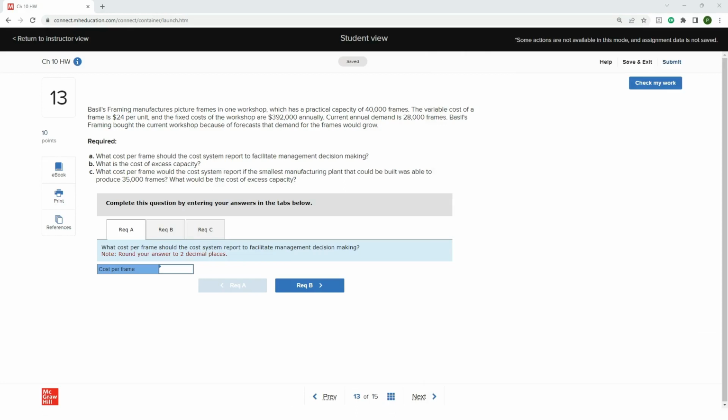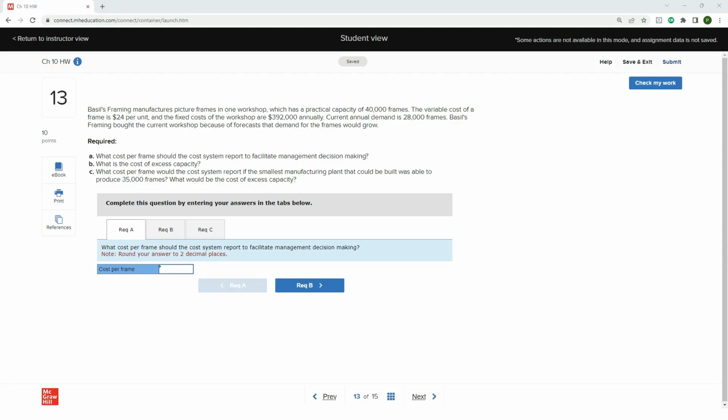Question number 13. It's very similar to question 12. In question 13, Basil's Framing manufactures picture frames. Their plant has a practical capacity of 40,000 frames. Again, that means that the plant can actually make more frames, like let's say 45,000, 50,000 under ideal conditions. But for practical purposes, when you consider maintenance of machinery and breakdowns, the practical capacity is going to be 40,000.